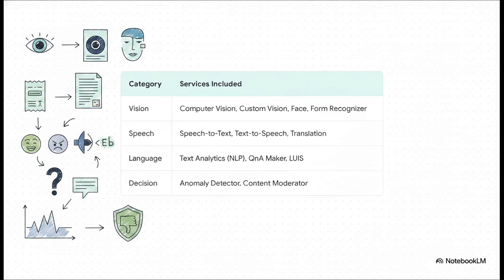Need your finance app to read text from a crumpled scanned receipt? Just drop in the Form Recognizer API. Want to instantly gauge if a flood of customer feedback is angry or happy? Drop in text analytics. It's amazing because you can inject world-class intelligence directly into your software in minutes, totally bypassing the need to be a data scientist.